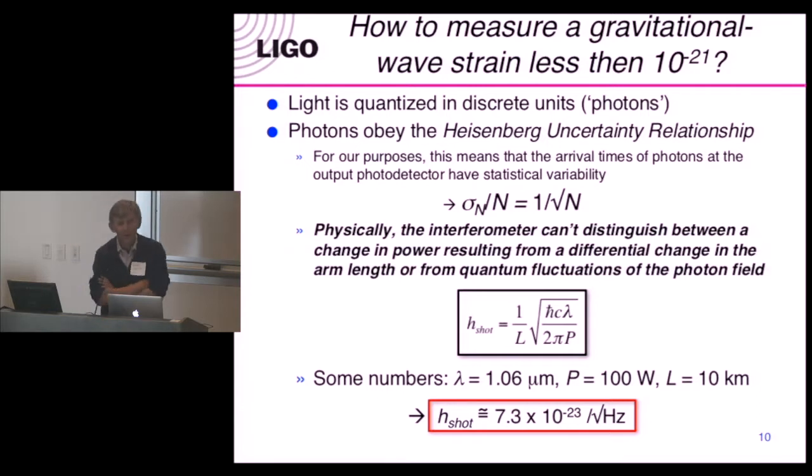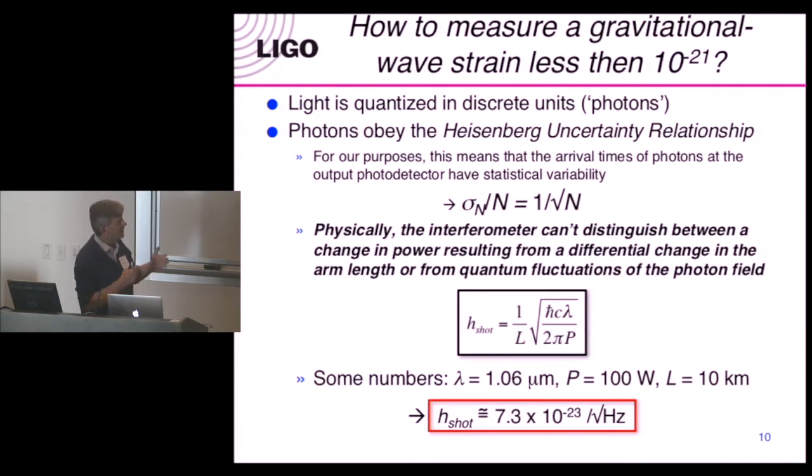So photons obey the Heisenberg uncertainty principle, which means that if I have a beam of laser light coming at me, and a photon comes in and hits the detector, I can't accurately say when the next photon is going to come in. I can probabilistically say when it's going to come in, but there's a statistical variability. It's basically Poissonian statistics. And so the uncertainty in the number of photons arriving at the detector at a given time over the number of photons goes as 1 over the square root of the number of photons.